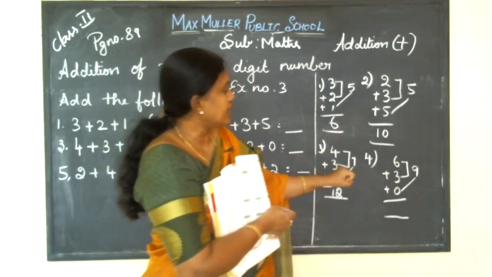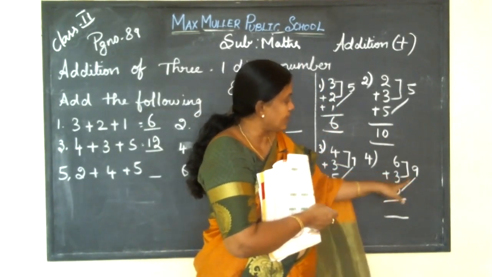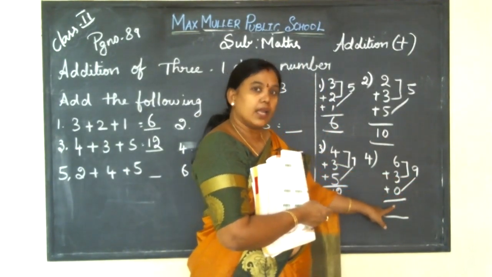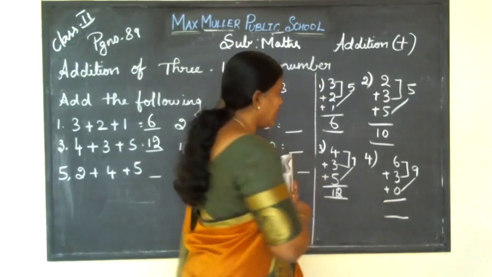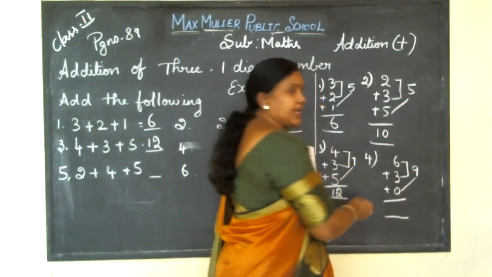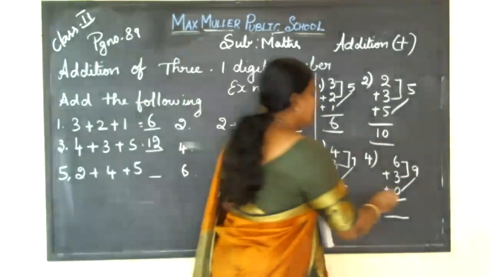What I told in the last class, children: in addition, 9 plus 0, what will you get as the sum? 9 only. Same number you will get. If 0 plus 9, also you will get 9. 9 plus 0, also you will get 9.